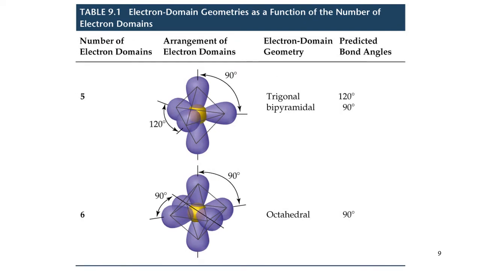For 5 electron domains, the electron domain geometry is trigonal bipyramidal. The predicted bond angles are 90 and 120 degrees. And last but not least, for 6 electron domains, the name of the geometry is octahedral, and the predicted bond angle is 90 degrees. You can see this clearly in these slides. So you have to understand and remember the angles responsible for each electron domain geometry or electron group geometry.